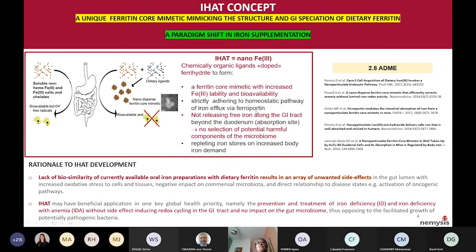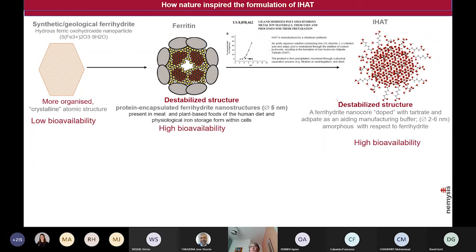So here, how IHAT was made. We started from the nanocore of ferrihydrate that was doped with dietary ligands, with organic acid, in a particular production process that we will see in a while, and the intent was to be bioavailable and safe. How nature inspired the formulation of IHAT.